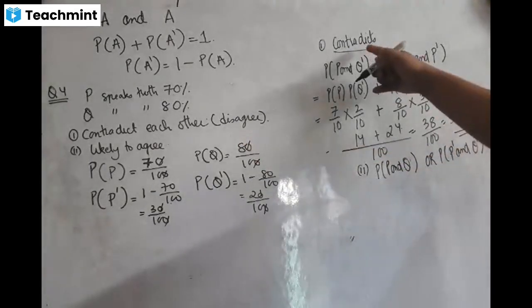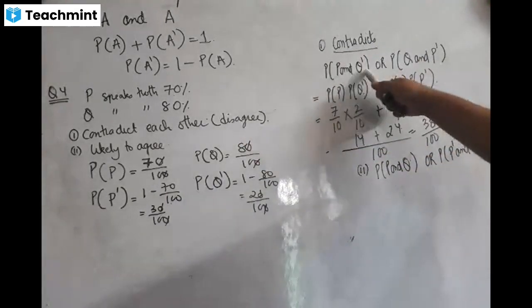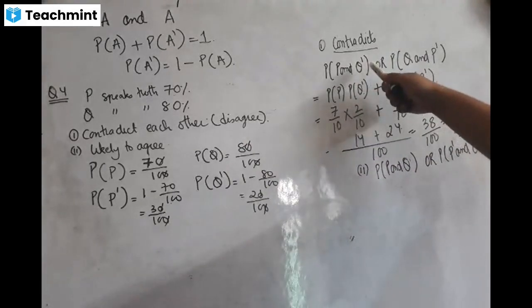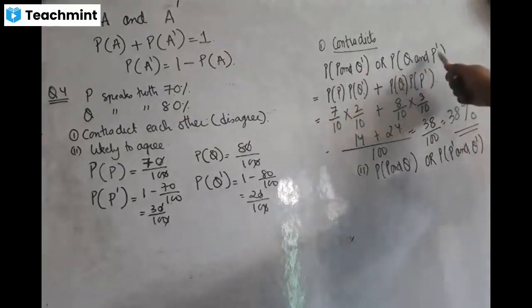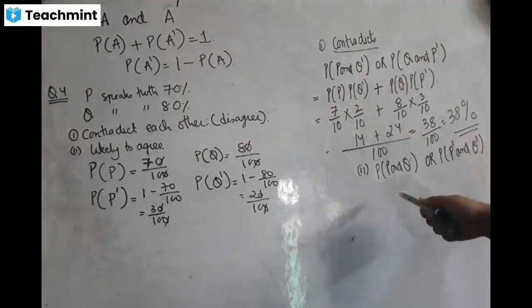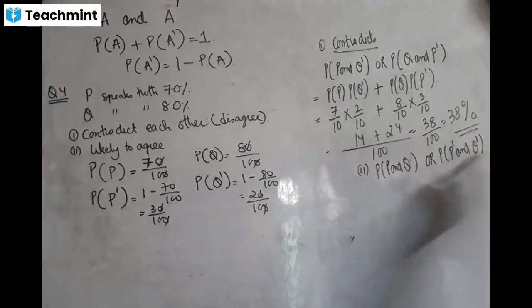This is contradict, meaning disagree. If one speaks truth, the other one has to lie. But we don't know who is speaking the truth. So we have two cases. P speaks truth, Q will lie. Q speaks truth, P is going to lie. So likely to agree means either both will speak truth or both are going to lie.